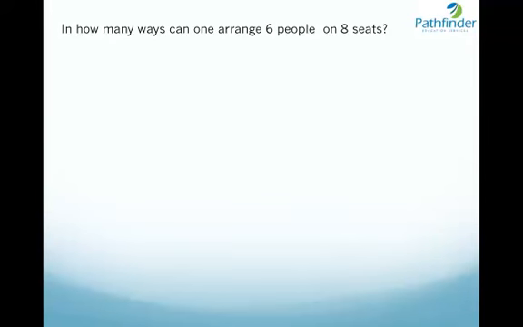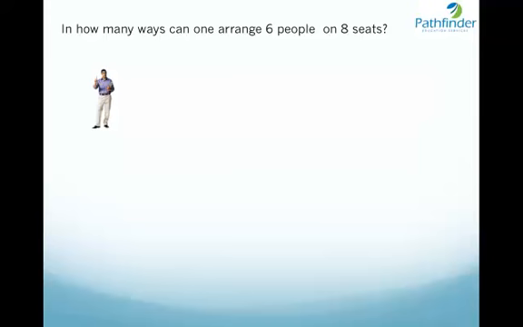Let us apply it. In how many ways can one arrange 6 people on 8 seats? Now this question can be solved both by the fundamental principle of counting as well as the formula that I just now shared with all of you. Let us first solve it with the fundamental principle of counting. We have to arrange people on seats. Since there are fewer people, they can choose seats. Had the number of seats been fewer, it would have been seats who would have chosen the people.